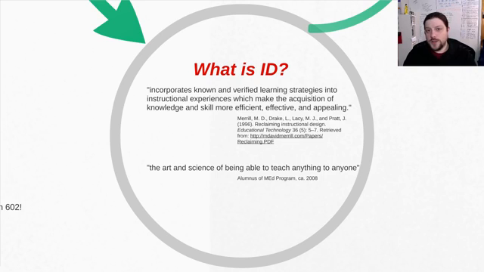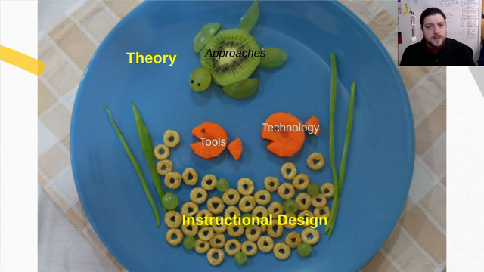If we look at the literature, one of the definitions is that instructional design incorporates known and verified learning strategies into instructional experiences which make the acquisition of knowledge and skill more efficient, effective, and appealing. Although, I personally like a more condensed definition, which was provided to me by an alumnus of our program. And when I asked him what is instructional design to him, how he would explain it to somebody, for him, instructional design was the art and science of being able to teach anything to anyone, which, when you think about it, is really powerful.